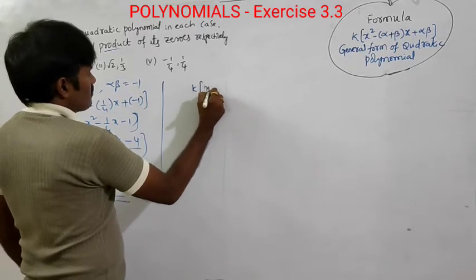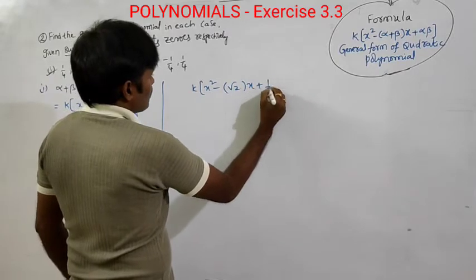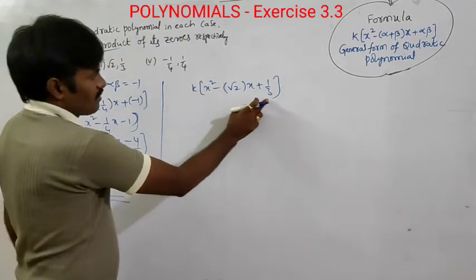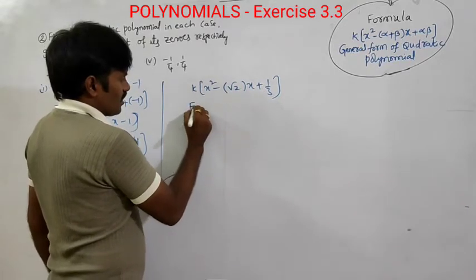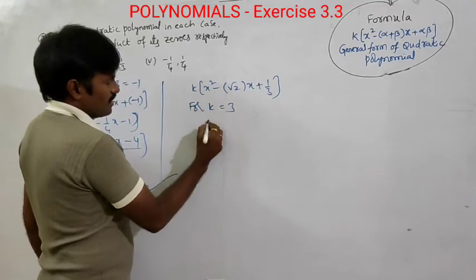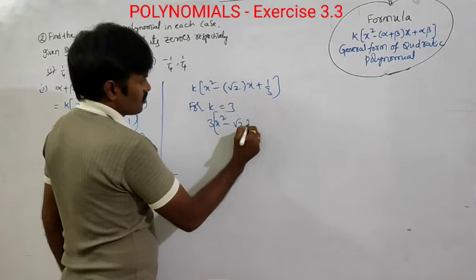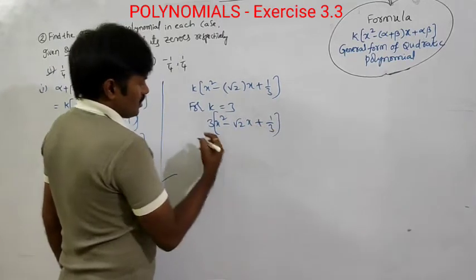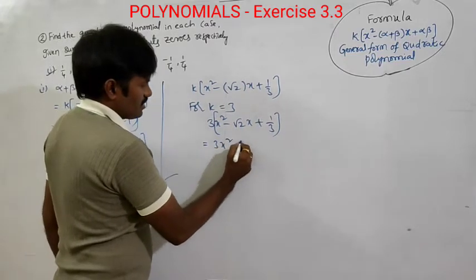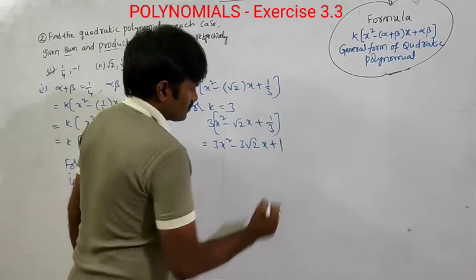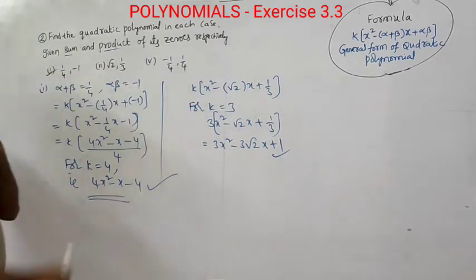So k into x square minus sum of the zeros, root 2, into x plus product of the zeros, 1 by 3. What is the denominator here? Take 3 and multiply. For k equals 3, it becomes 3 into (x square minus root 2 into x plus 1 by 3). Now according to the distributive property, we get 3x square minus 3 root 2 x plus 1. This is the required quadratic polynomial for the second bit.